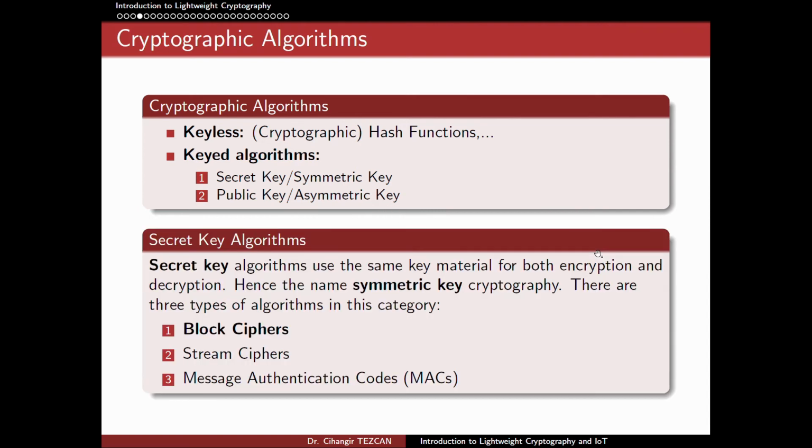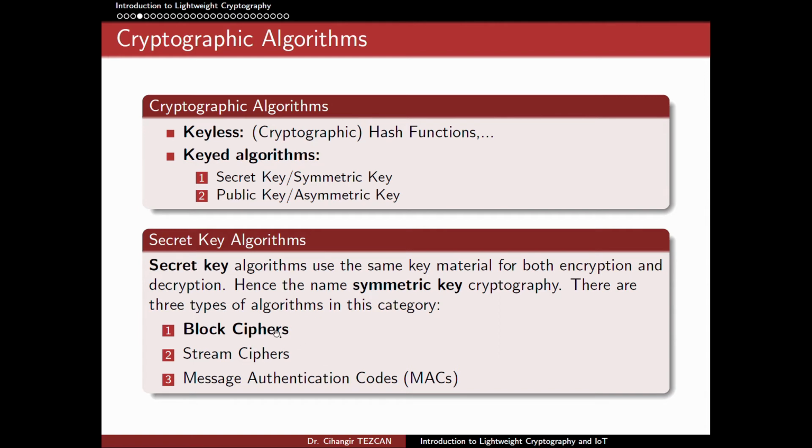For the secret key algorithms or symmetric key algorithms, they use the same key material for both encryption and decryption, hence the name symmetric key cryptography. There are three types of algorithms in this category: block ciphers, stream ciphers, and message authentication codes. And if you have taken a crypto course before, you have seen examples of these algorithms, but in this course, we will be focusing on the lightweight block ciphers, lightweight stream ciphers, and lightweight message authentication codes.